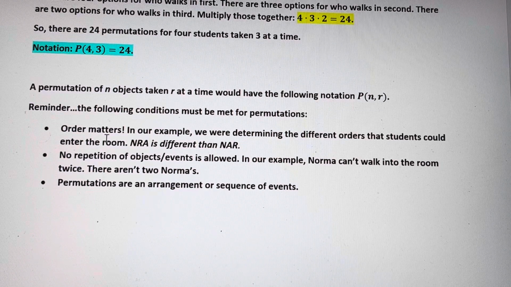A couple of conditions have got to be met here. Order matters. With permutations, order matters. In the following lesson, we're going to do combinations, and in combinations order doesn't matter. It's just being part of a group. So in our example, we were determining the different orders that students could walk into the room. Notice that Norma, Rohando, Alex is different than Norma, Alex, Rohando. Because order matters, these 2 groupings, or these 2 sequences, are different.